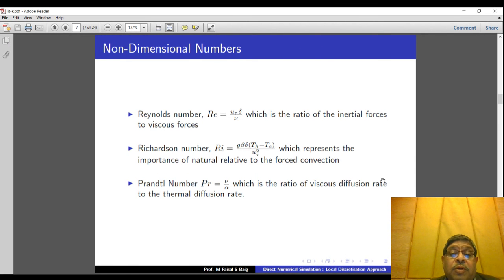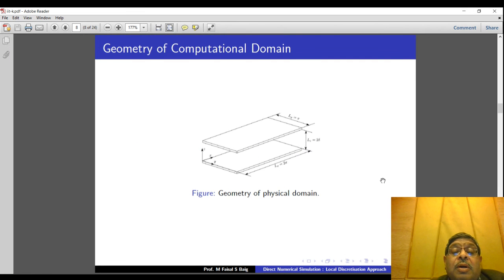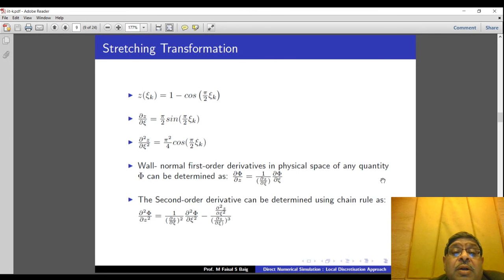So it's defined by non-dimensional numbers such as Reynolds number, Richardson number, and Prandtl number. The geometry of the physical domain can be seen from here, which involves basically a turbulent channel of length 2 pi, span-wise length pi, and wall normal height of 2 delta.